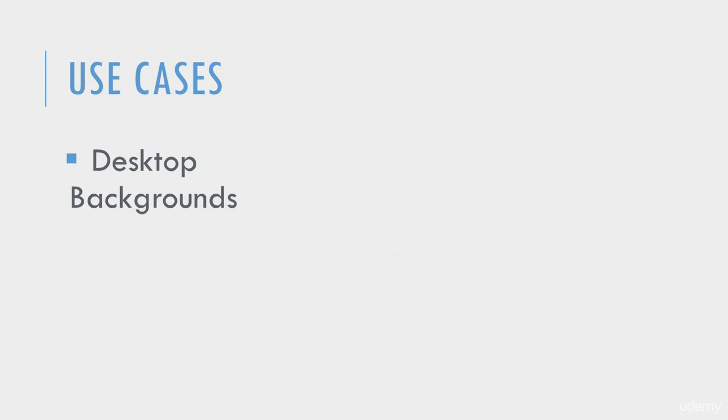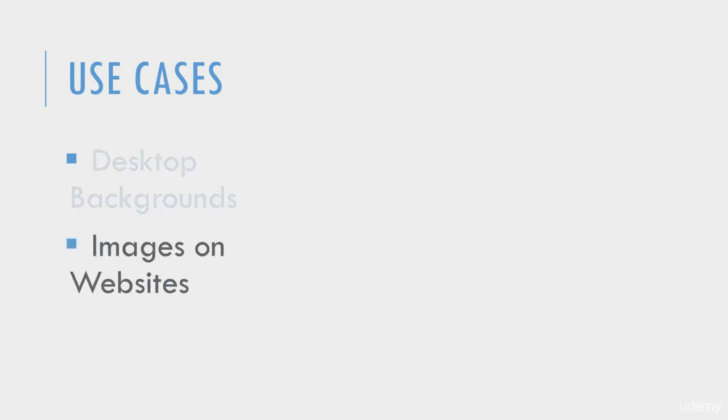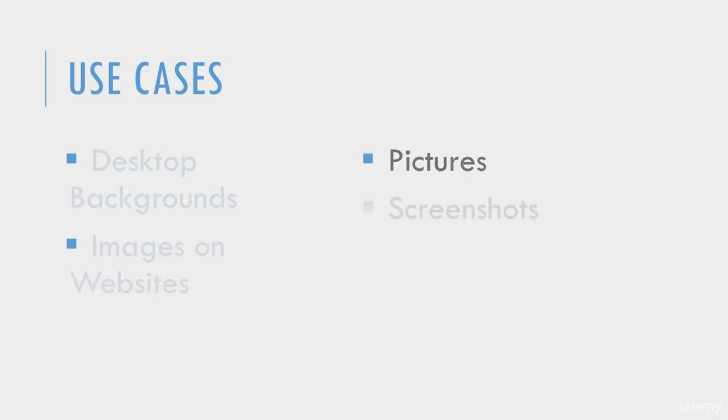So now that we understand the basics of raster images, where are they used? Here's a small list for you. They're used in desktop backgrounds, images on websites, pictures from a digital camera, and screenshots. Whenever you take a screenshot in a game or just on your desktop, the computer simply saves the pixels that are currently displayed on your screen into an image format.